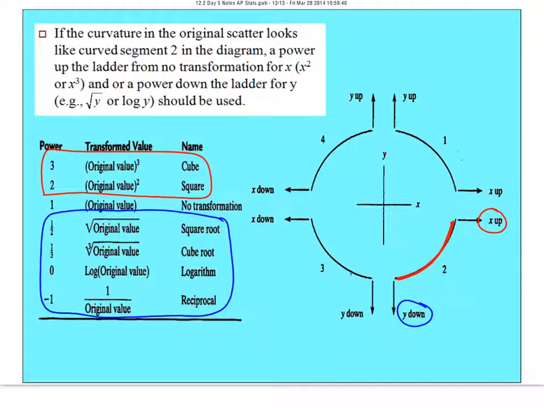Here's another example. What if you're in quadrant 4? In quadrant 4, if the pattern you're looking at looks somewhat like this, which would kind of be exponential growth, notice the x is positive and the y's are going negative. So the x's are going up, the y's are going down. So to your x's, again, maybe square them or cube them or raise them to the fourth power. To the y's, make them smaller, so square root or cube root.